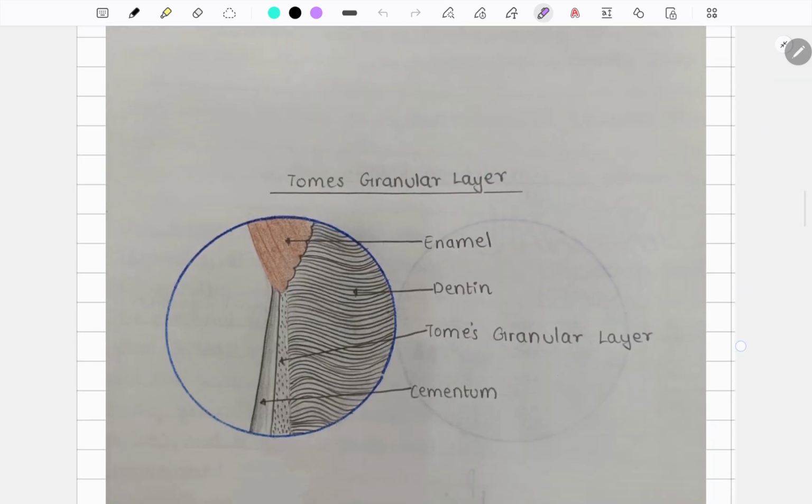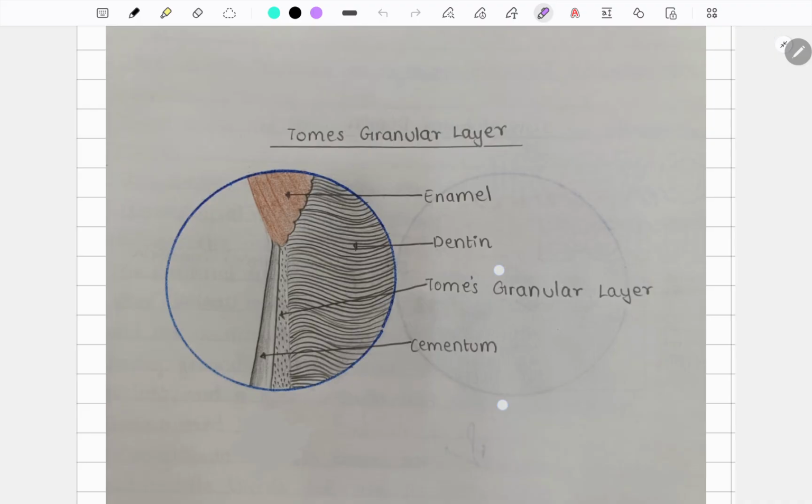Moving on to next, Tomes granular layer. So over here, this is the Tomes granular layer. It is a hypomineralized layer of dentine in the cervical root region. So over here enamel ends, and over here the root starts. So this is present in the root region and just beneath the cementum. That is, over here it is cementum and it is present just beneath the cementum. So this is the Tomes granular layer.